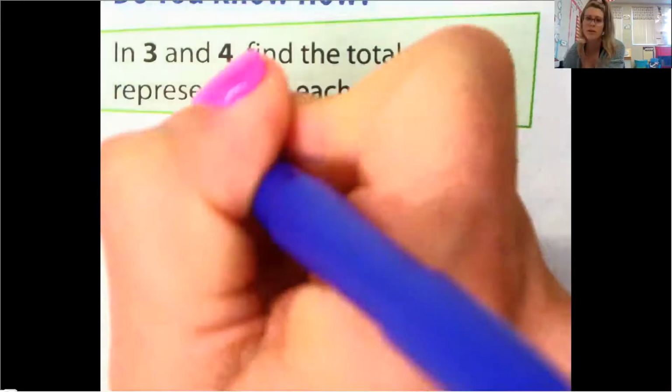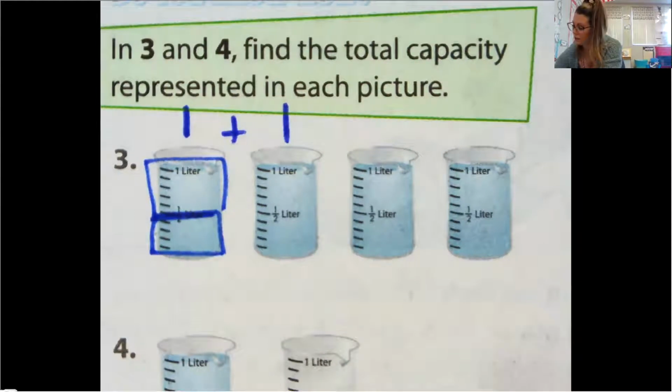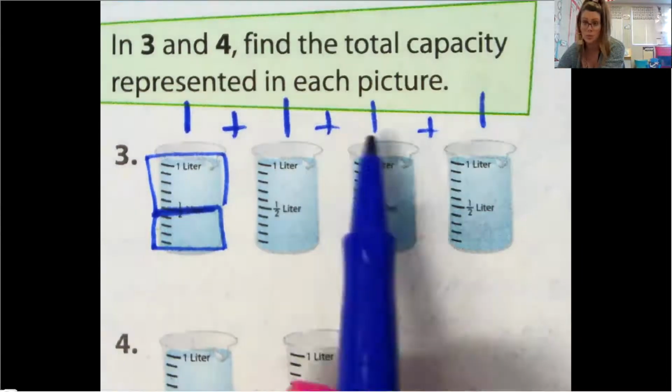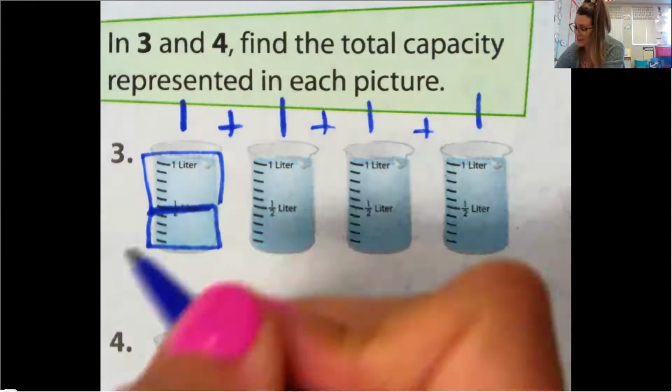So this is 1 liter plus 1 liter plus 1 liter plus 1 liter. 1 plus 1 plus 1 plus 1 equals what? 4 liters, right?